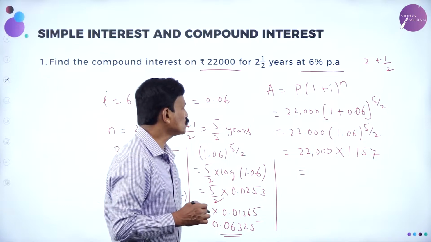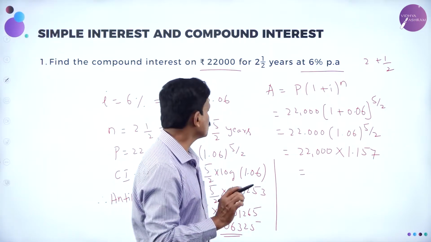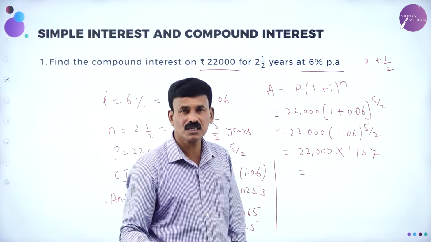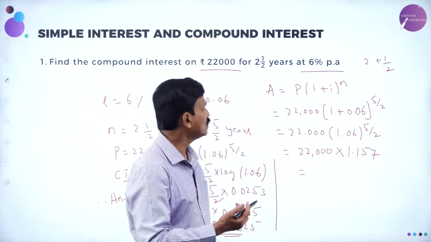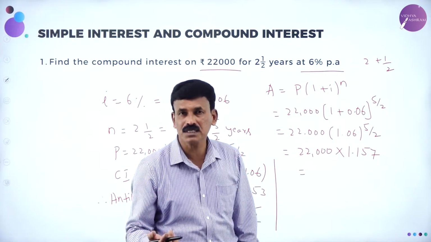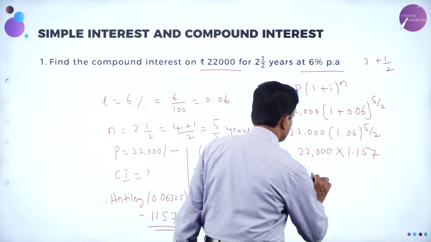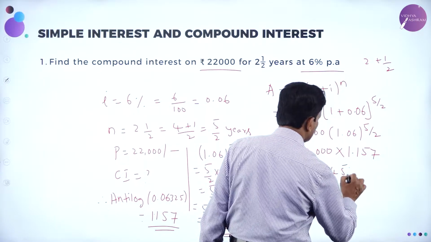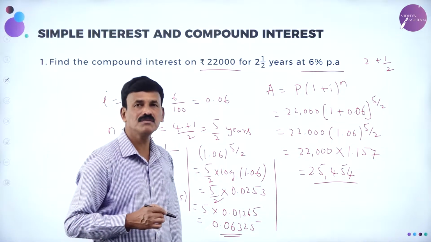Just multiply, that's it. Multiply 22,000 with 1.157. That will give the amount. And then find the difference between the amount and the principal. You will get the compound interest. That's it. Hope you follow. Right. So if you multiply, you will get 25,454. So the amount is 25,454.